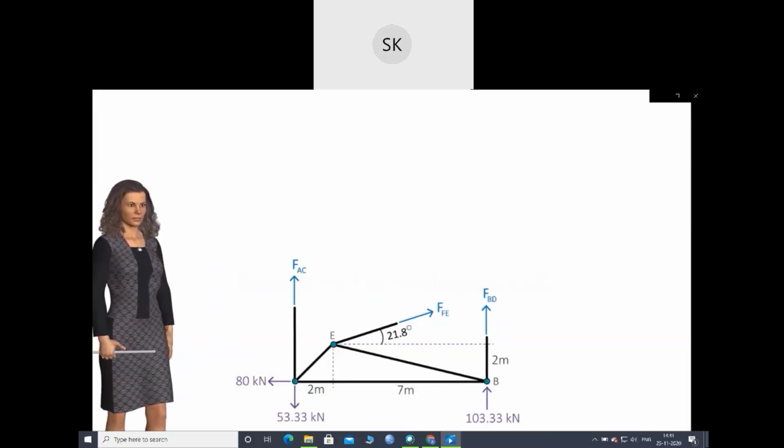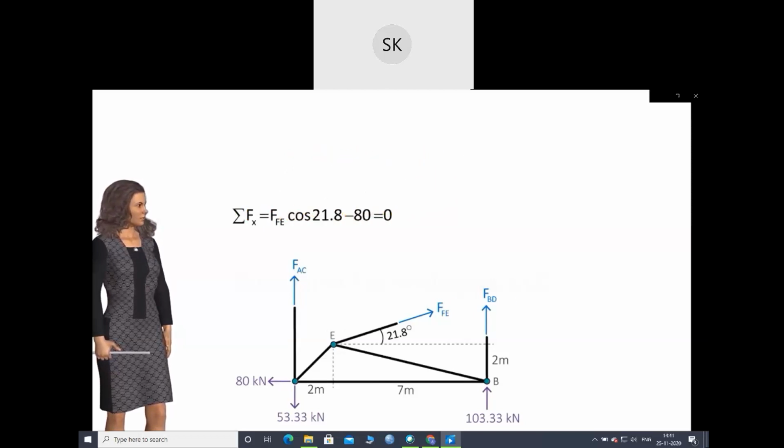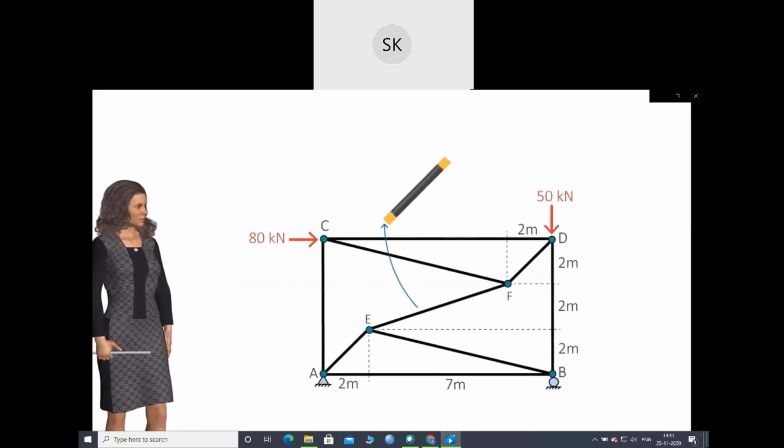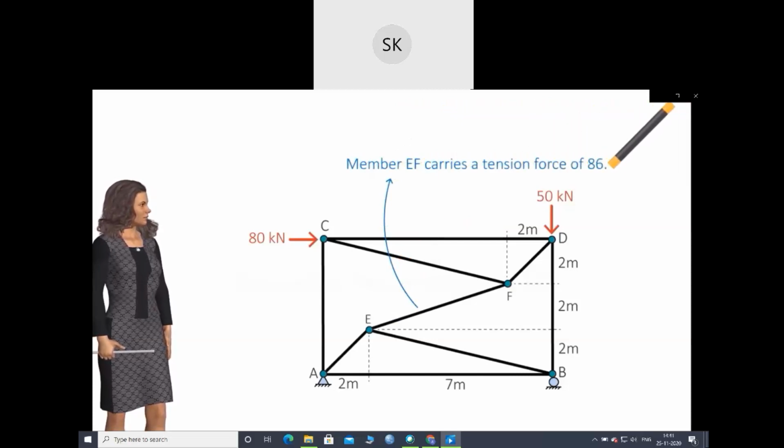To determine FEF, we can set the sum of the forces in the x direction to 0. Solving this equation for the unknown force, we get the value. So they have resolved in the horizontal direction and found the value. In summary, using the method of sections, we can calculate the force in a member without needing to analyze the entire truss. For most statically determinate trusses, we can easily apply the method of sections to calculate member forces.